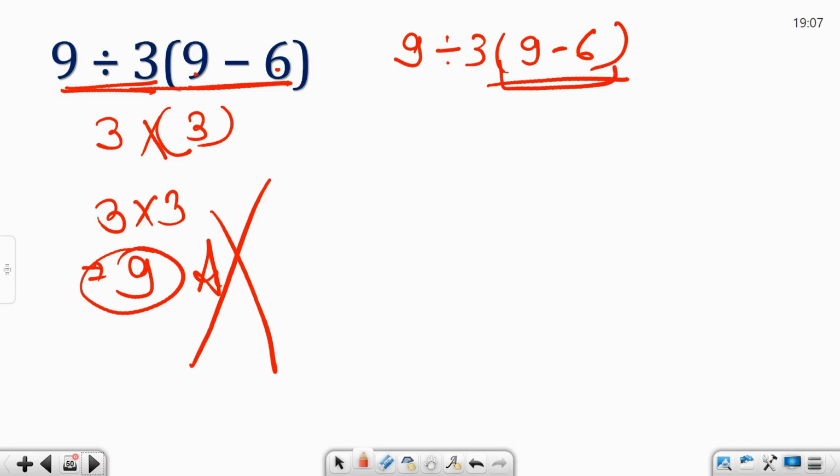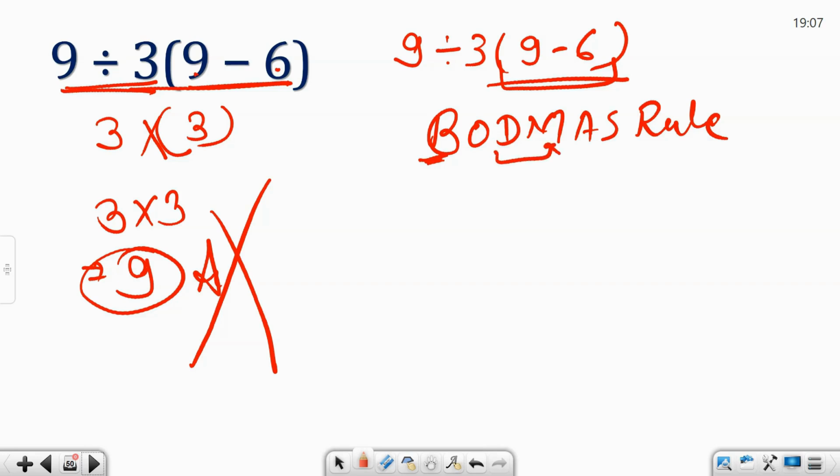First, we'll solve the brackets as per the BODMAS rule. First, we'll solve the brackets. After that, for division and multiplication, since they have the same priority, we'll check from left to right. Then addition and subtraction. So in the brackets, 9 minus 6 becomes 3.